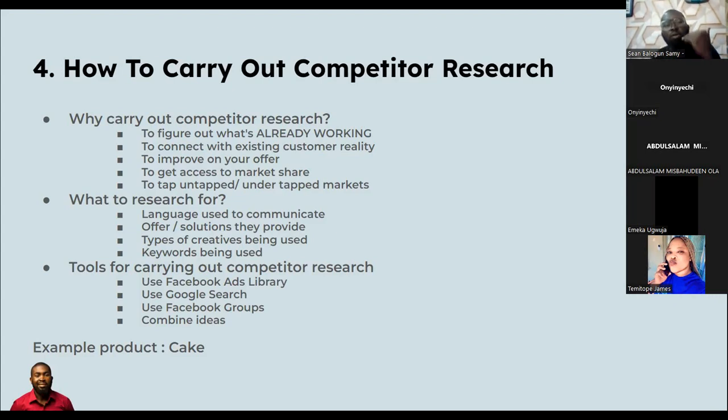Now, the second reason why you want to carry out competitor research is because you want to connect with existing customer reality, right? There are already ways people are conditioned to buy stuff. People learn very fast and we get conditioned very fast. For example, most people already know that when they get on a webinar, they are likely going to be sold something. Most people already know when they get on a free class, they are likely going to be sold something, right? So they're already used to that particular reality.